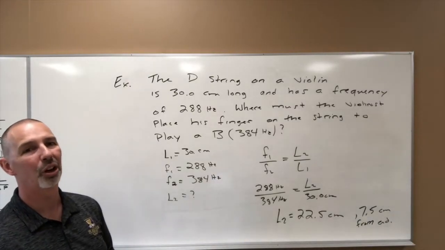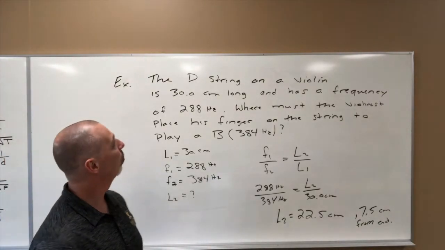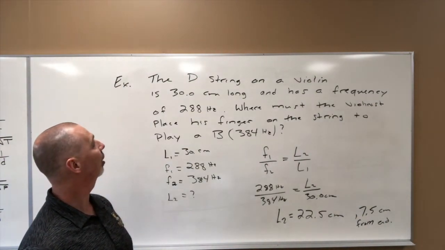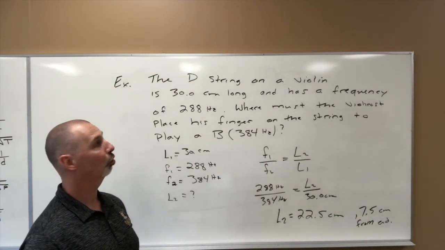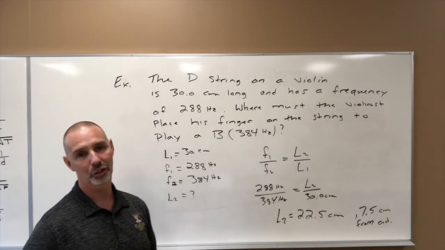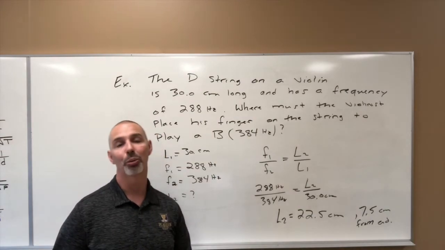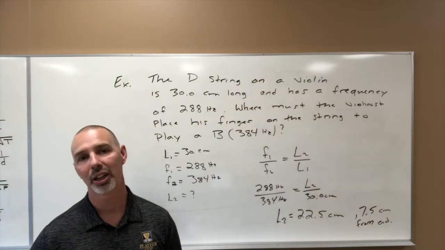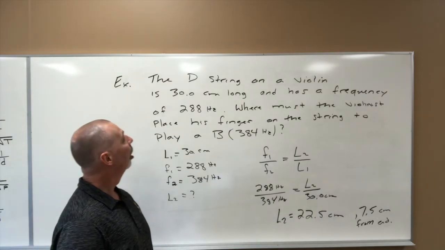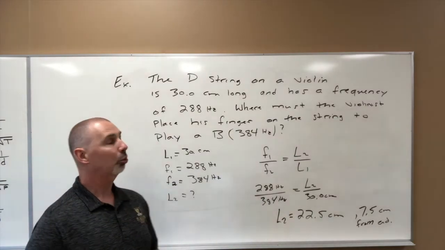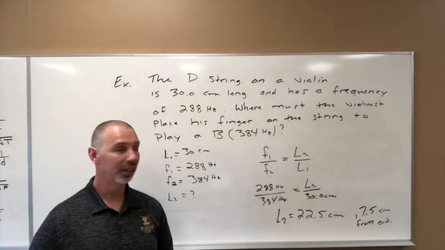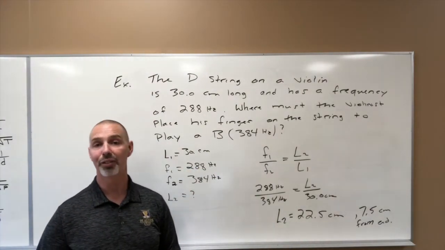All right, so here we go. Here's our example. So we have the D string on a violin, and it is 30 centimeters long. And it has a frequency of 288 hertz. So 288 hertz, if we play a note with 288 hertz, we are playing a D. All right, where must the violinist place his finger on the string to play a B? And a B is 384 hertz.